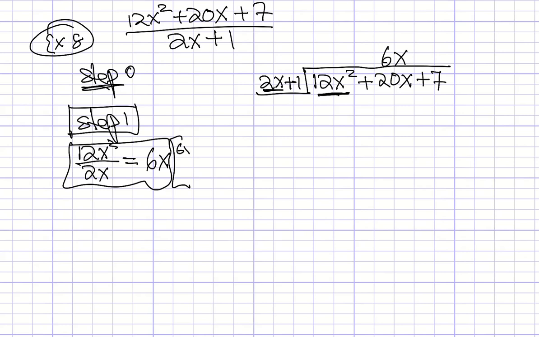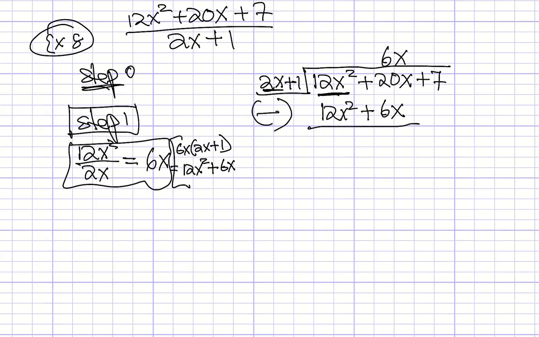You say 6x times 2x plus 1, you get 12x squared plus 6x. You see it, right? You put it here, 12x squared plus 6x. And then you're going to subtract. Put the subtraction sign in here. So you subtract and you bring down.